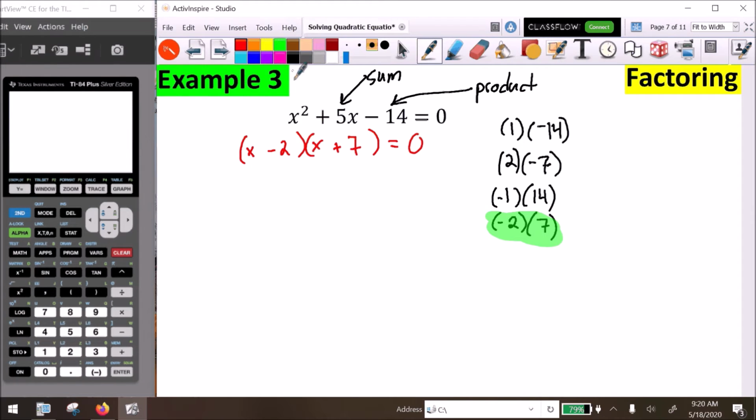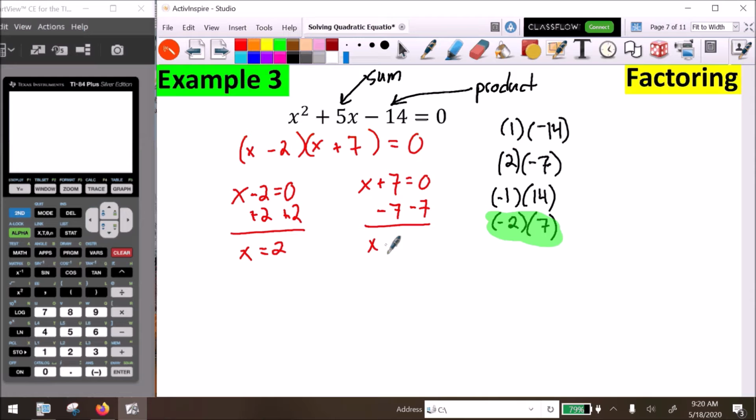Since these two binomials multiplied to equal 0, we know that one or more of them must be equal to 0. So I'm going to equate each of them to 0 and solve independently. We have x is equal to 2, and x is also equal to -7. So our two answers are 2 and -7. x is equal to -7 and 2. All right, let's do another example.